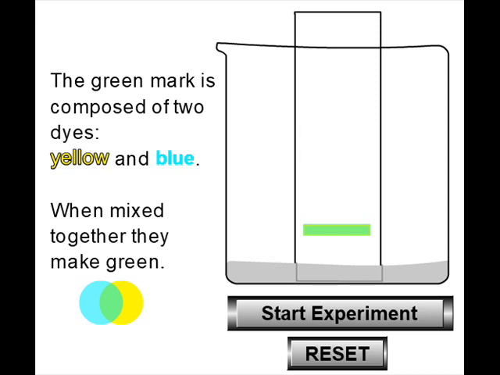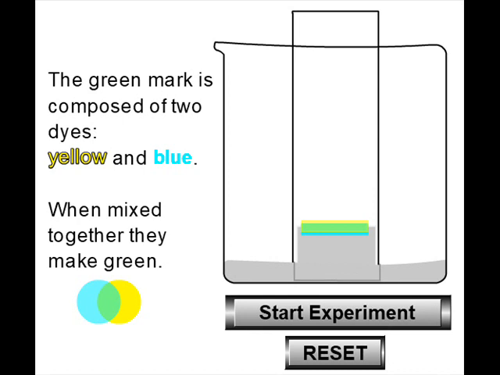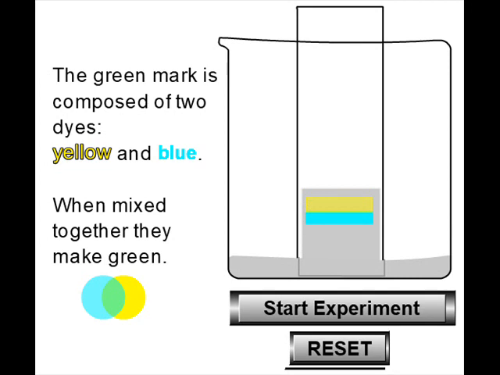But when you have an experiment and you put a piece of filter paper and you put a stripe of green on it and you put that in a little bit of water, the water will soak up, and this is what happens. The dye is going to travel along with the water.